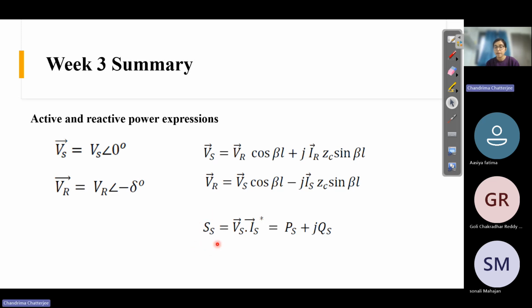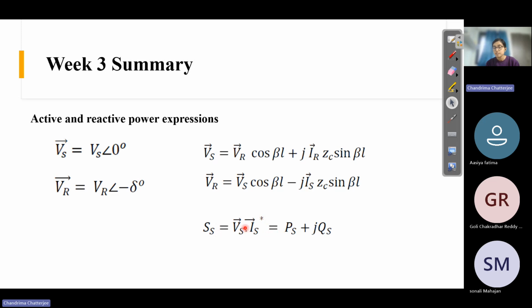And what is the apparent power? The apparent power is Vs phasor times Is phasor, this is for the sending end, conjugate. Okay, this star denotes the conjugate. So this is the generalized expression for calculating apparent power. This is applicable everywhere. Whenever you have phasor quantities, the apparent power would be V times I conjugate.